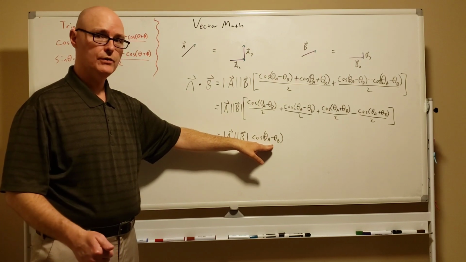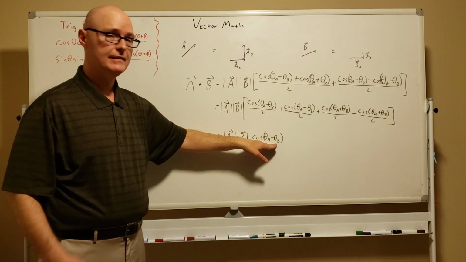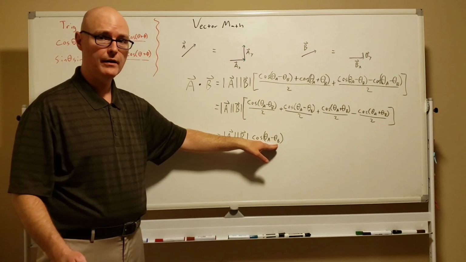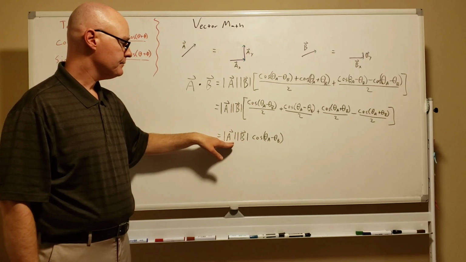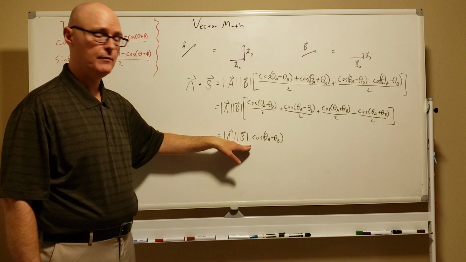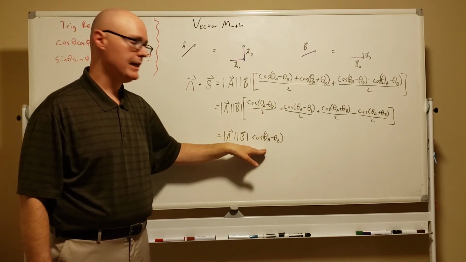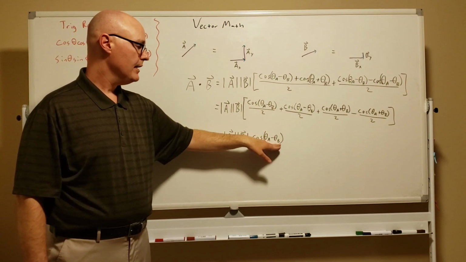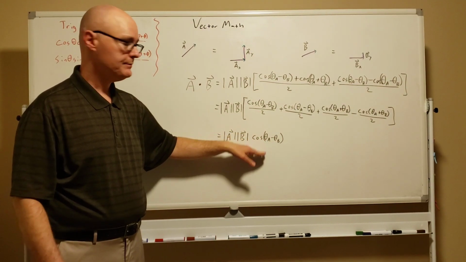If I have the same angle, cosine of 0 is 1, I will have the maximum, which is A times B, right? So the magnitude of A times the magnitude of B. So the maximum dot product will be when the cosine term is 1, which is a difference angle of 0. So they are exactly overlapped.